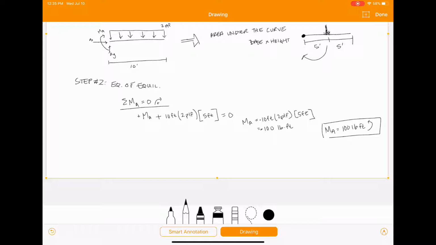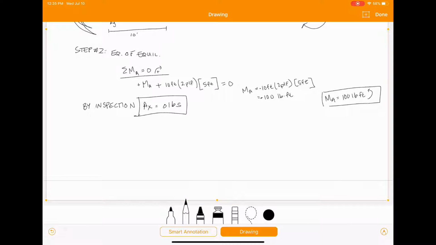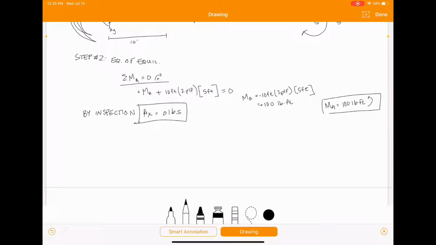So now we have our moment reaction, and we just need our X and our Y reaction. Again, we can just look at our free body diagram up here and notice that AX is the only force acting in the X direction. So therefore, by inspection, AX equals 0 pounds. All right. Now we can move on to our sum of forces in the Y direction.